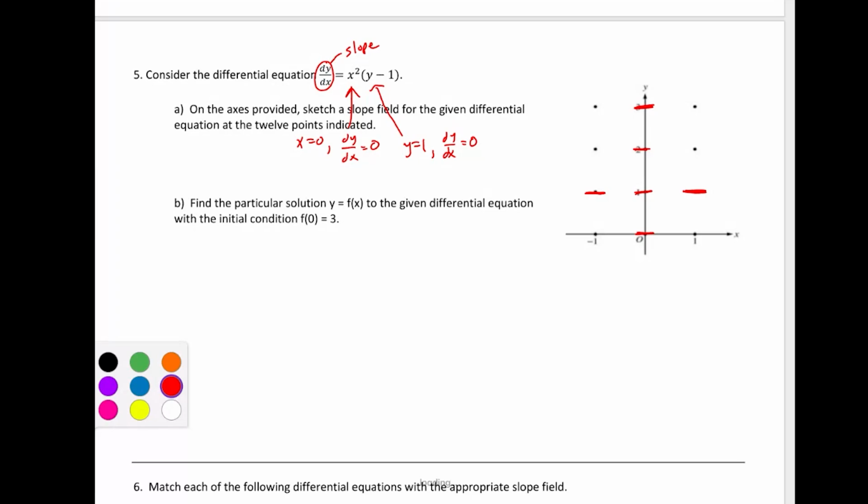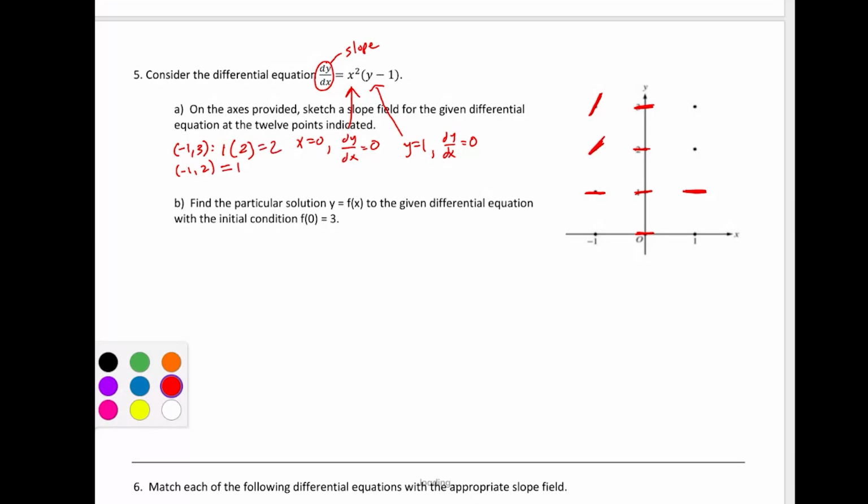So, let's start with -1, 3. So at -1, 3, if I plug that in, I'm going to get -1 squared is 1 times 3 minus 1 is 2. 1 times 2 is 2. So a little bit more than that, 45 degrees. A little steeper than a slope equals 1. Now, if I plug in -1, 2, I'm going to have 1 times 2 minus 1. 1 times 2 minus 1 would be 1 times 1, which is 1. So this equals 1.